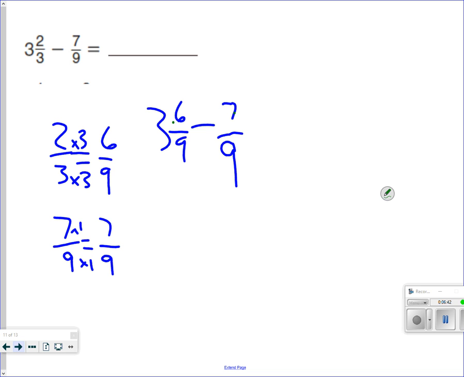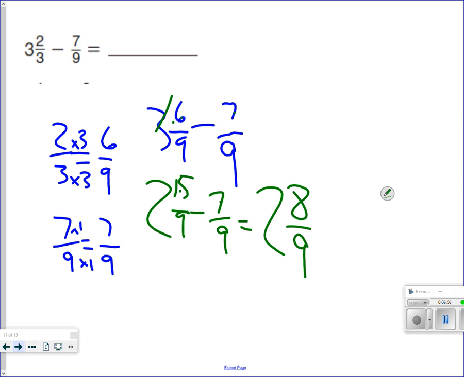Look at me. I have to borrow because this 6 is smaller than the 7. Cross off this 3, put it as a 2. I'm going to add a 9 to that 6, makes this 15 over 9 minus 7/9. I'm going to subtract. I have a 2. 15 minus 7 gives me 8/9. Perfect. Okay. And the last two, get to multiply and divide as well.